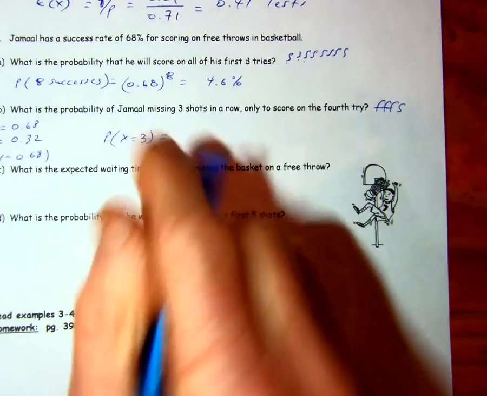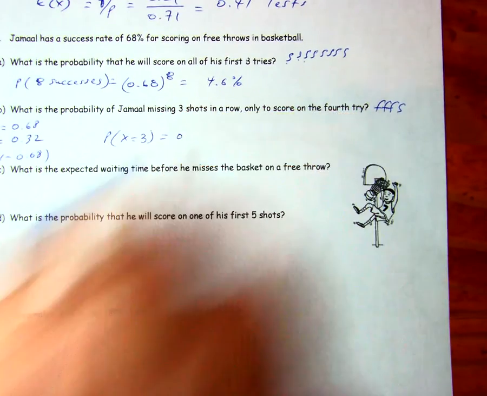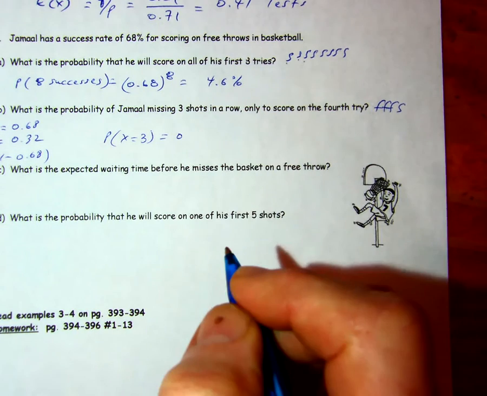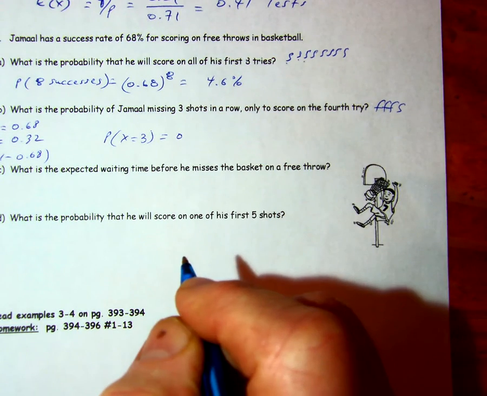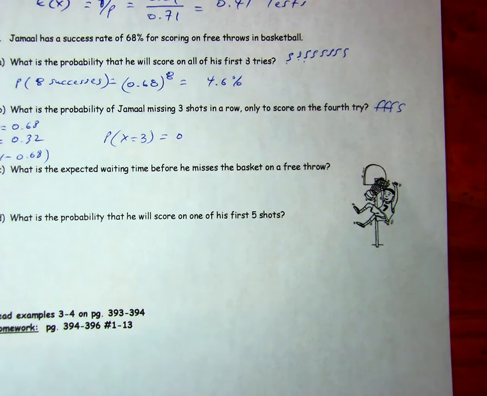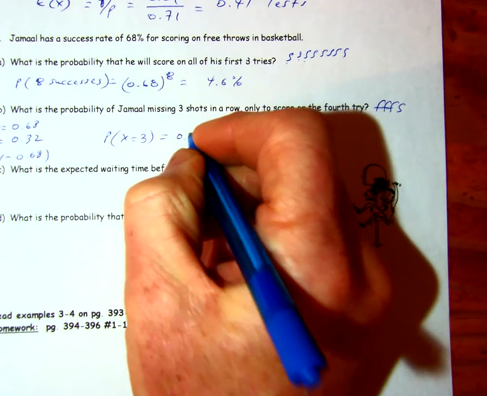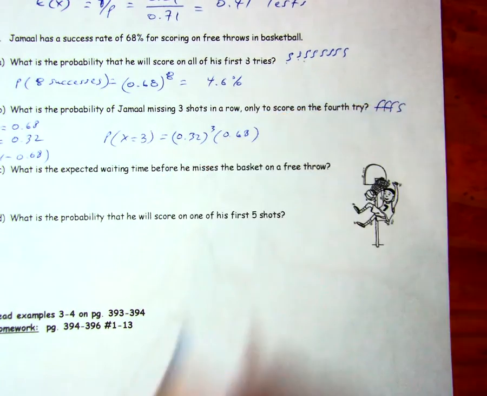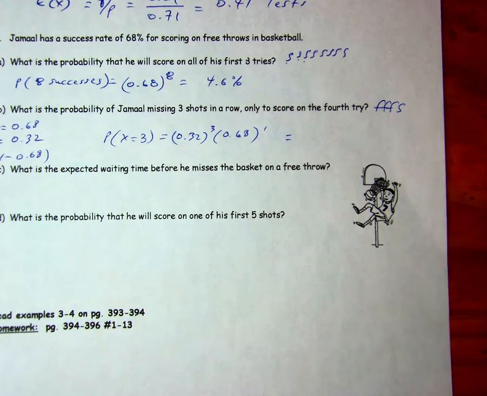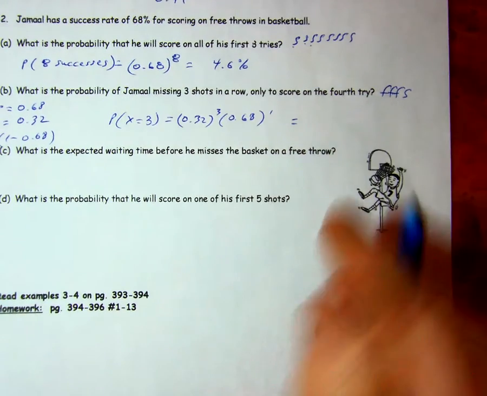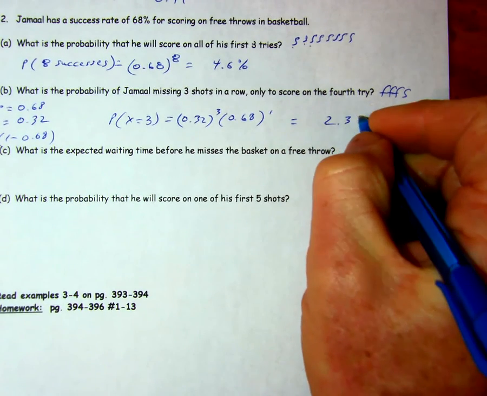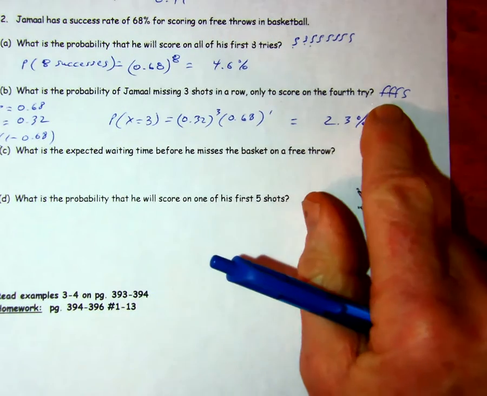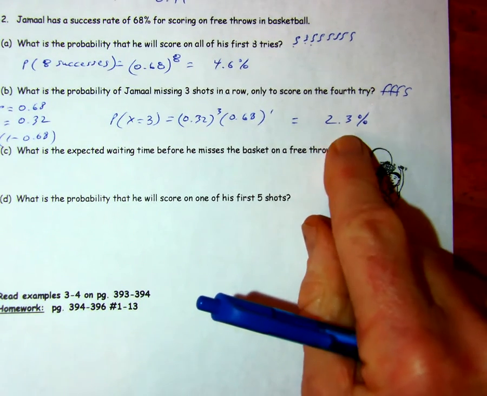Alright, so the probability is going to be, what? Give me the formula then. 0.68 to the power of 3 times 0.32. Nope, it's the opposite, sorry, the wrong way around. 0.32 to the power of 3, times 0.68. All right, I'll do the calculation for you. It's 2.3%, so it's pretty low. If he's a 68% free thrower, the chances of him missing the first 3 is only 2.3%.